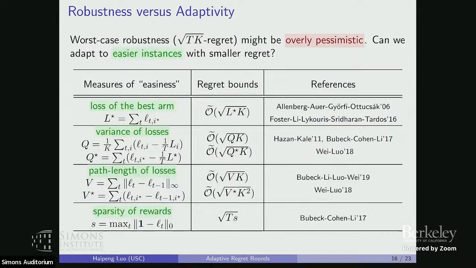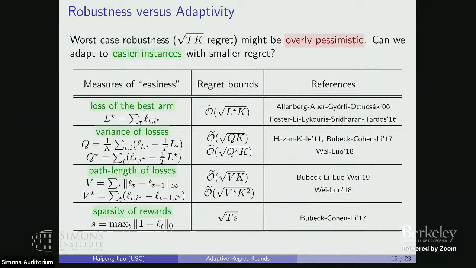And the last one I want to mention is the sparsity of rewards. I've been using losses, and now I switch to rewards by taking the one vector minus lt, and then count how many non-zeros you have. I'm doing this because, if you think about it, sparse losses is easy, right? If only a few arms have losses, then this is an easy instance. While sparse rewards is a harder problem, right? Only a few arms have reward, and you have to pick those arms. So this is saying that even for the harder case, you can get root TS. So you have no explicit dependence on the number of arms, but only on the sparsity. So that's also possible.